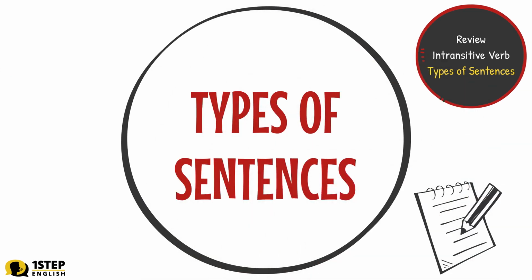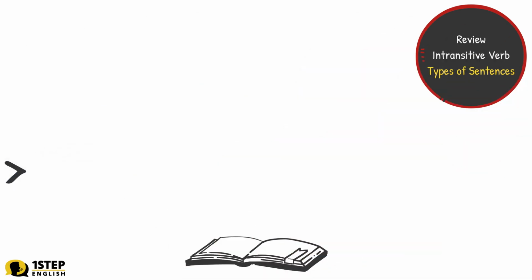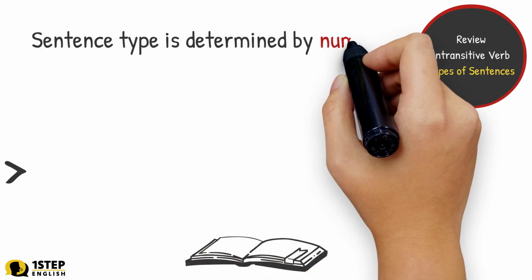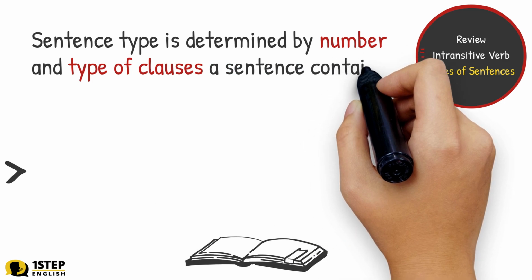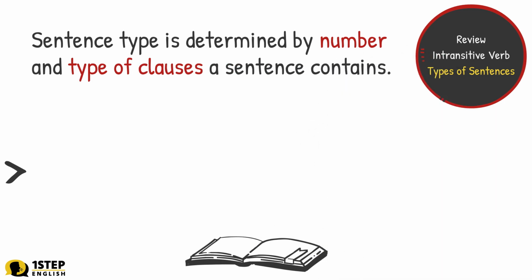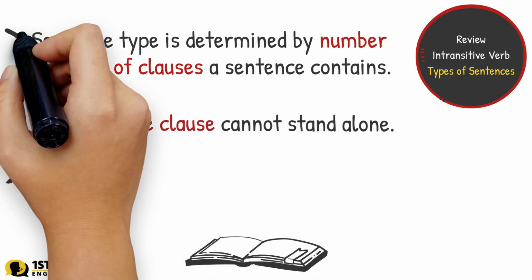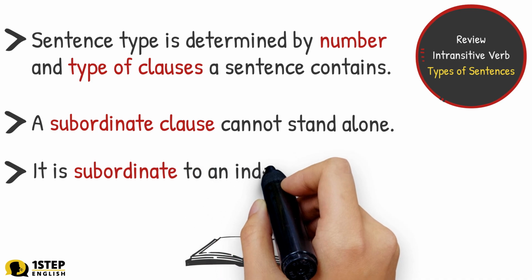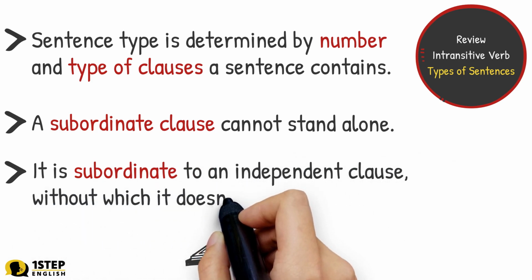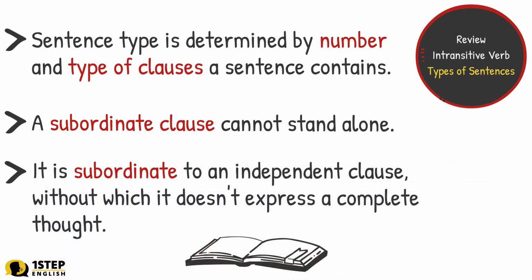Types of sentences. Sentence type is determined by the number and type of clauses a sentence contains. Before attacking them, let's quickly review what a subordinate clause is. A subordinate clause cannot stand alone. It is subordinate to an independent clause, without which it doesn't express a complete thought.